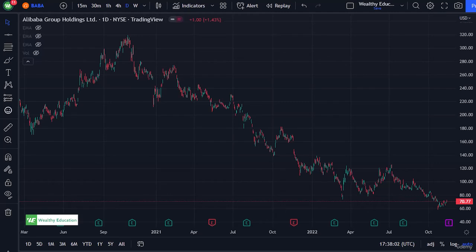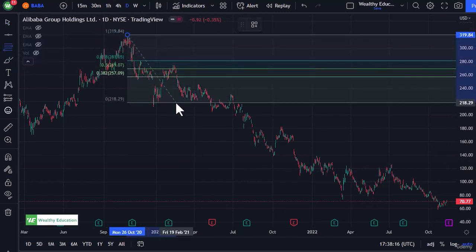Now, here's the thing. Fibonacci works because people think it works. That would probably be the best way to describe it. So for example, you'll notice that a bunch of numbers appear.